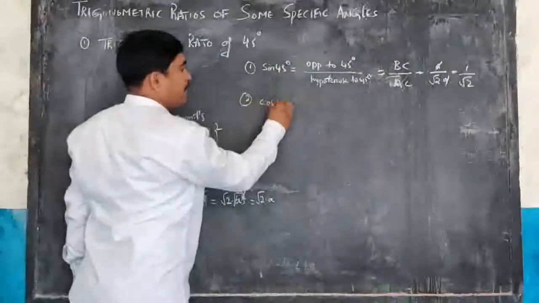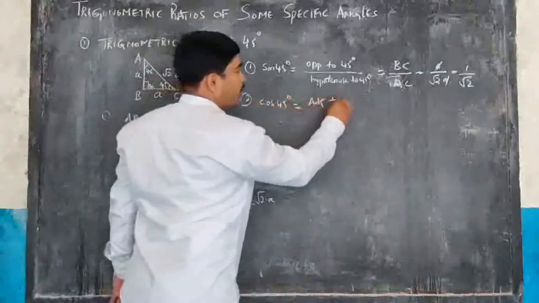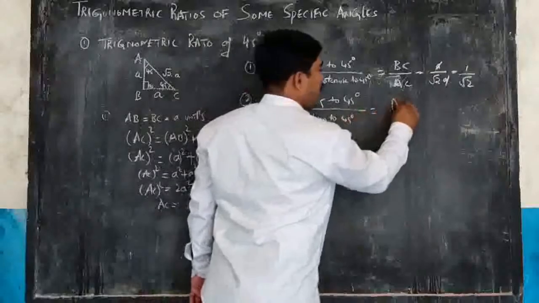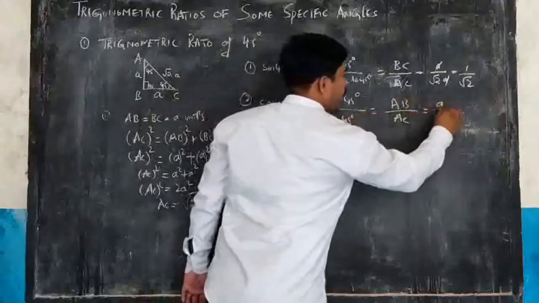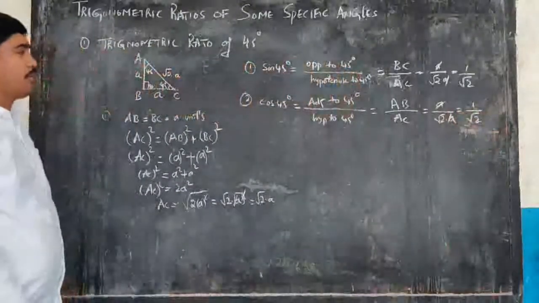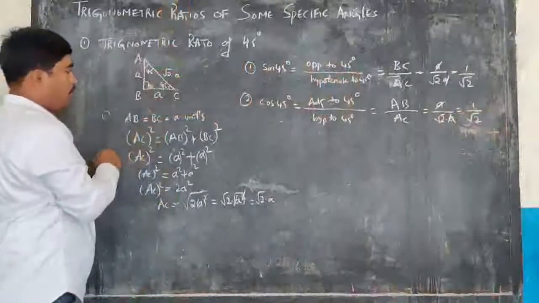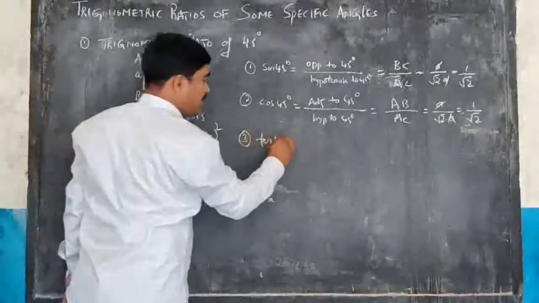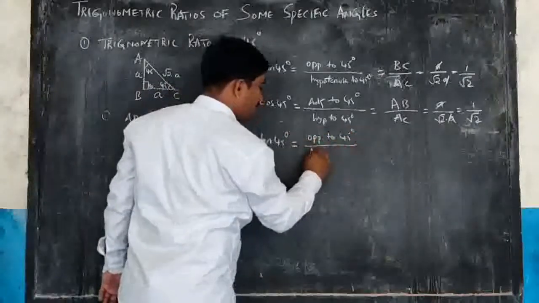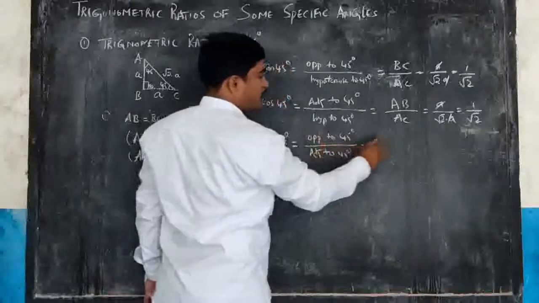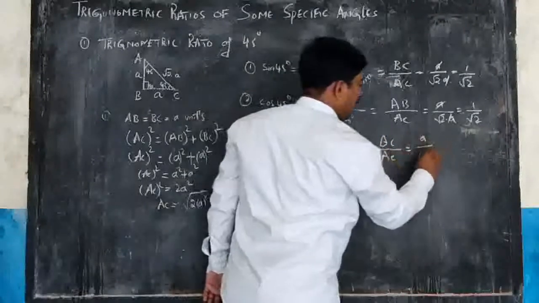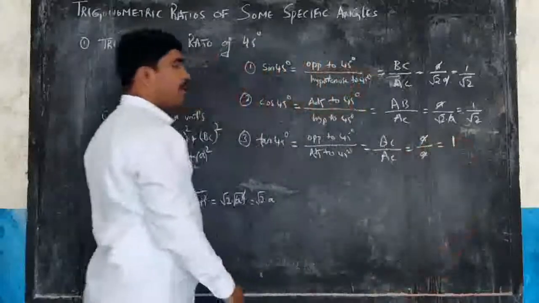Now cos 45 is adjacent to 45 degrees by hypotenuse. The adjacent is AB, so it is AB by AC, which is a by root 2 a. The a cancels, and this is also equal to 1 by root 2. Similarly, tan 45 degrees is opposite by adjacent, which is BC by AB, a by a. The a cancels, and the value is 1.